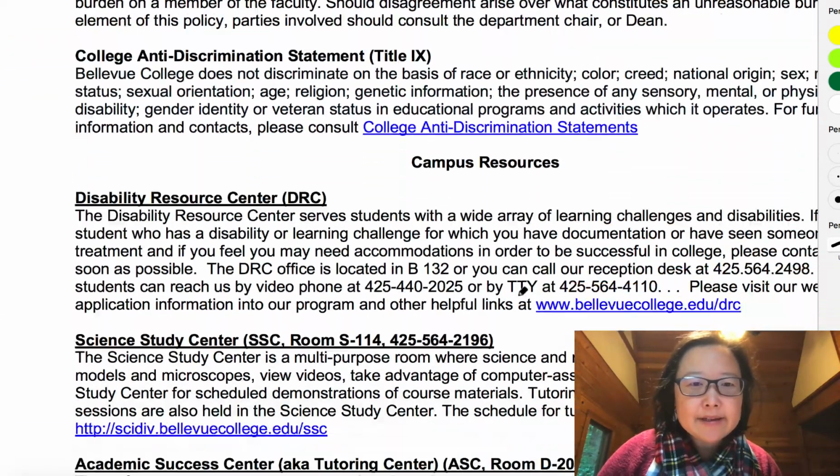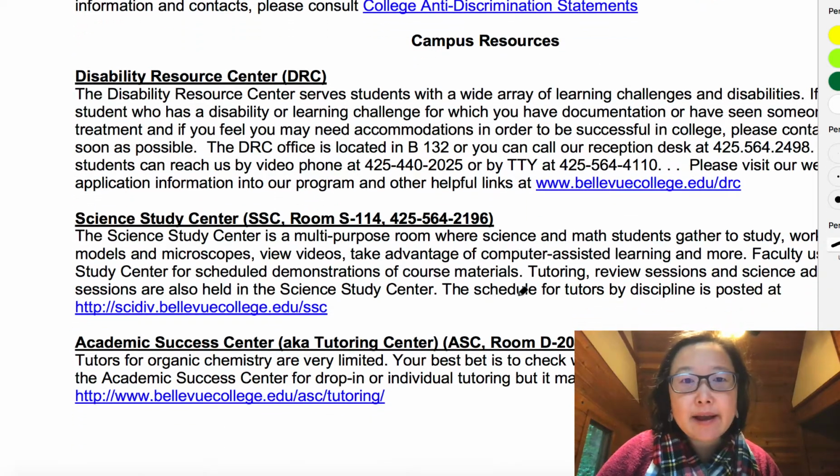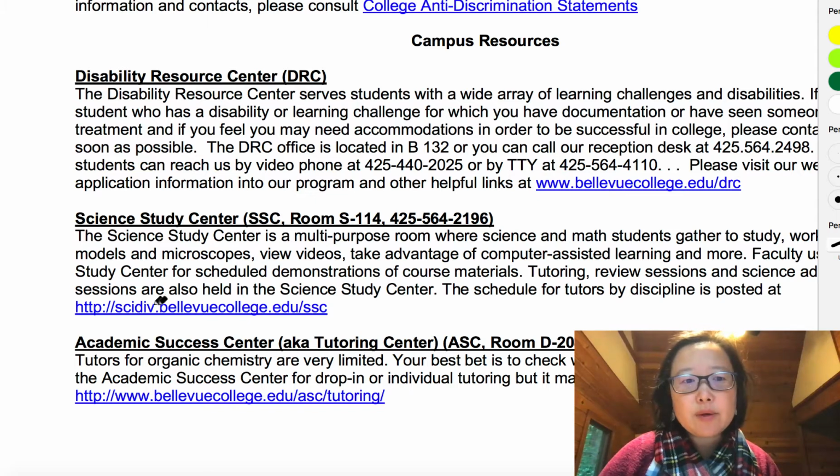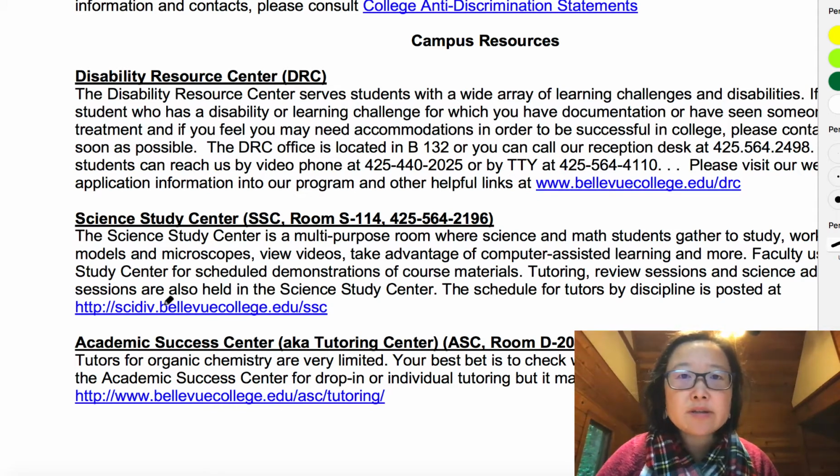And then here are some campus resources. If you had trouble, I would prefer that you ask me first, or email me through Canvas, or leave your phone number and I'll call you back. The Science Study Center is a nice place for small groups to get together and practice. This website will have a link to the schedule at the Science Study Center, so they'll tell you what days and times there's a chemistry tutor or instructor available who can help you as well. It's a really great resource.